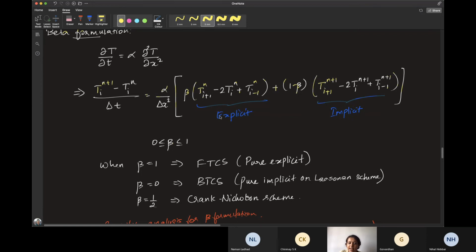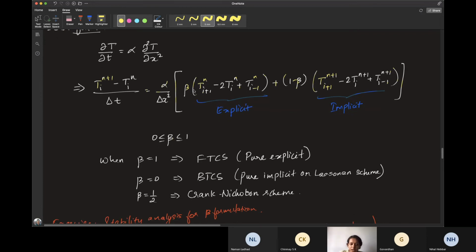And here your beta lies between 0 and 1. So whenever beta is 1, this term is going to be 0, so you'll always be solving an explicit scheme. It's a pure explicit scheme. And when beta is 0, this term will be 0 and this will be 1, so you'll only have this part. So that will be a pure implicit scheme, BTCS or pure implicit scheme.